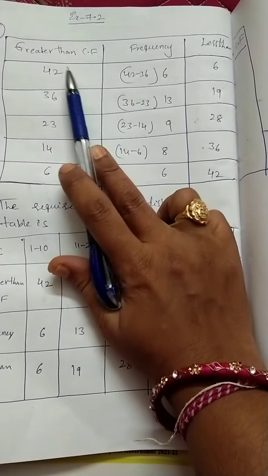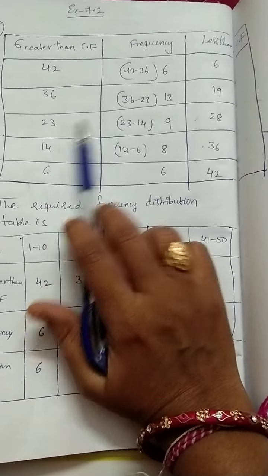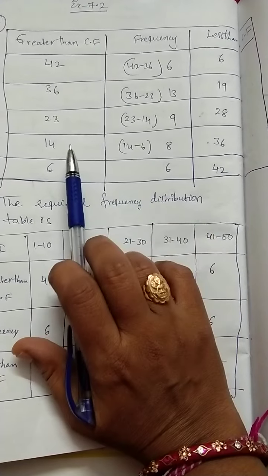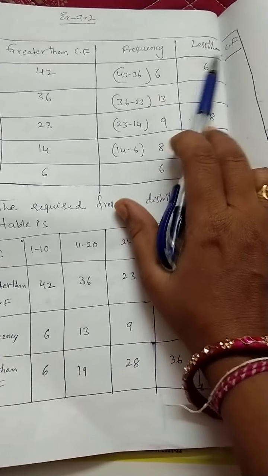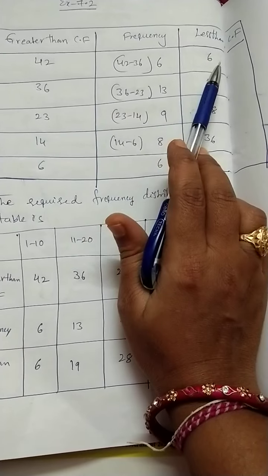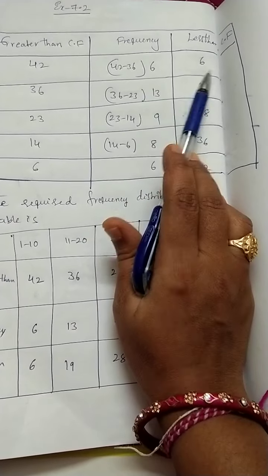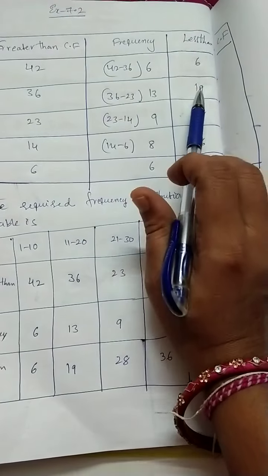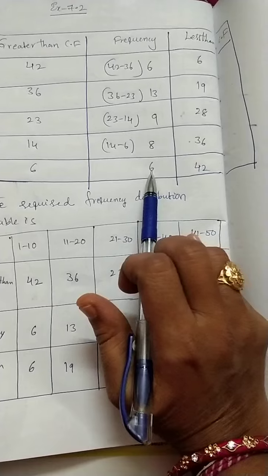Just subtract. 42 minus 36, 6. Next, 36 minus 23, 13. Now 23 minus 14, 9. 14 minus 6, 8. 6 as it is we should write. Next, the less than cumulative frequency. Here we take 6 as it is, because we should go from top to bottom. Now we add 6 plus 13, 19. 19 plus 9, 28. 28 plus 8, 36. 36 plus 6, 42.